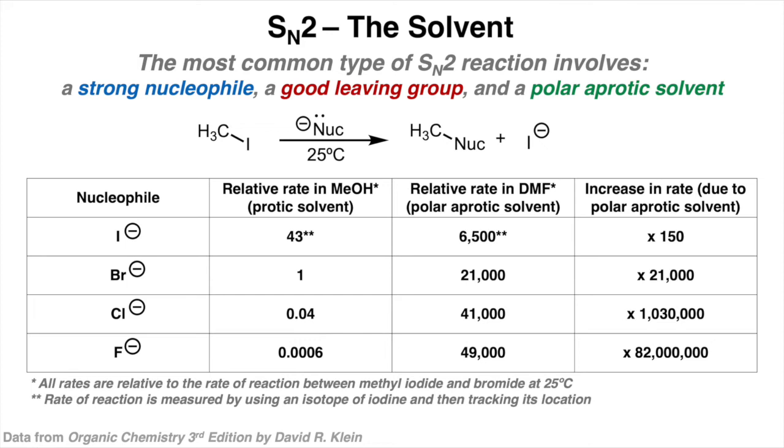Here's an example of methyl iodide reacting with various nucleophiles in two different solvents: in methanol, which is a polar protic solvent, and in DMF, which is a polar aprotic solvent. Note that the reaction is much faster in DMF, as exhibited by the large relative rates shown in the third column, and you can see how much the reaction rate has increased in a polar aprotic solvent in the fourth column.